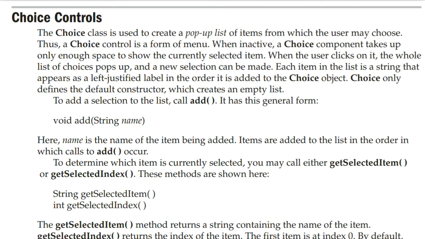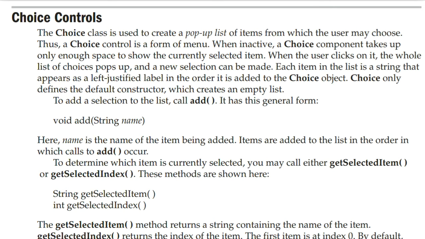Choice controls. The Choice class is used to create a pop-up list of items from which the user may choose. Thus, a Choice control is a form of menu. When inactive, a Choice component takes up only enough space to show the currently selected item. When the user clicks on it, the whole list of choices pops up and a new selection can be made.